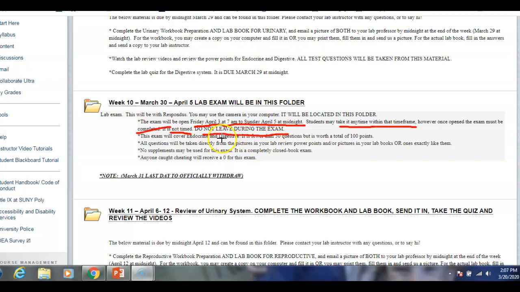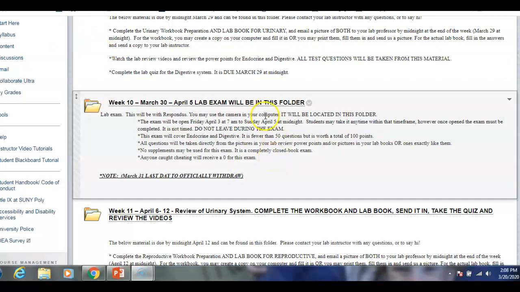All questions for the lab exams, both this and the final, will be taken directly from the pictures in your lab review PowerPoints and/or pictures in your lab book, or ones exactly like them. Very straightforward. You cannot use supplements. You cannot use the internet, your phone, your book, whatever. It is a closed book exam, and if you're caught cheating, you will get a 0. The other thing in week 10 is that March 31st is the last day to officially withdraw.